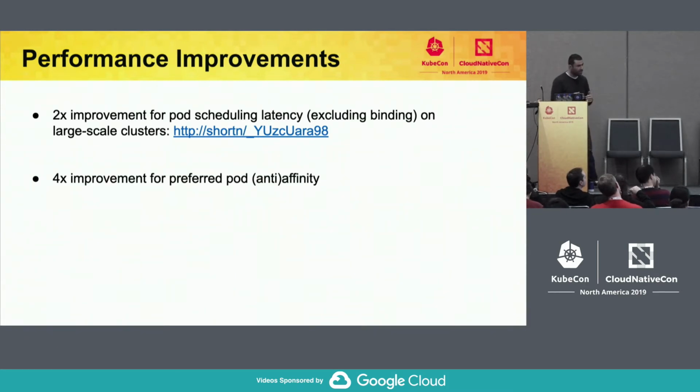And the other thing we managed to do is also improve preferred pod affinity. That was an algorithmic improvement. We managed to change the complexity of the algorithm from N times P, where N is the number of nodes and P is the number of pods, to P, which basically depends on how many pods you already have in the cluster, because affinity depends on that. You need to look at whatever pods are running, and then based on that, you calculate where you're going to place the pod.